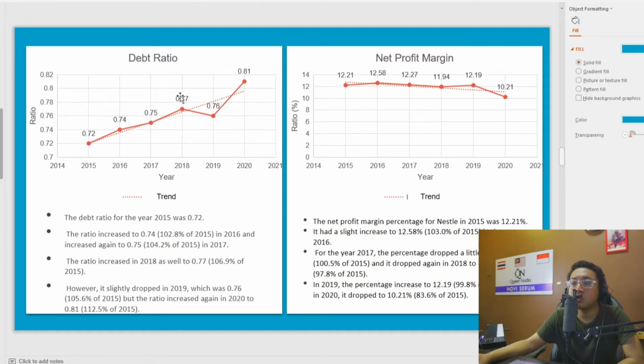After that, it increased to 0.67 and decreased to 0.76 and then increased to 0.81. For the net profit margin, in the first year, it had 12.21 and then it increased to 12.58 and then it decreased to 12.37 and then it decreased to 11.95. After that, it increased to 12.19 and then decreased back to 10.21.